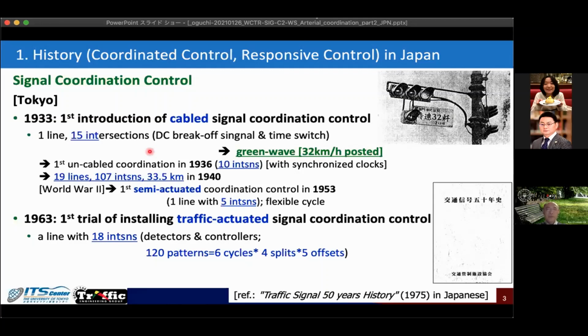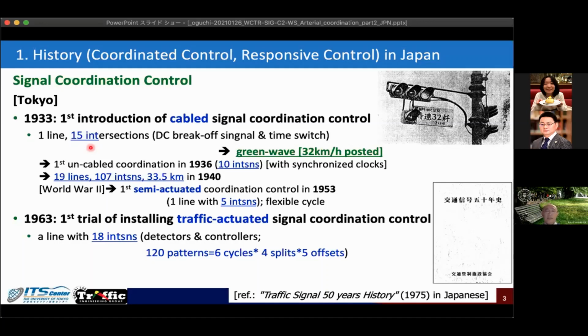Also they tried to give some timers with some DC circuit system. This was applied for one arterial line with 15 intersections. And afterward, even before the World War, such cabled systems were rather difficult to install. So after 3 years, they changed to uncabled coordination with a synchronized clock. And in 1940, before the war started, they already had more than 100 intersections with this kind of coordination system. And after World War II, such technical application was stopped and suspended.